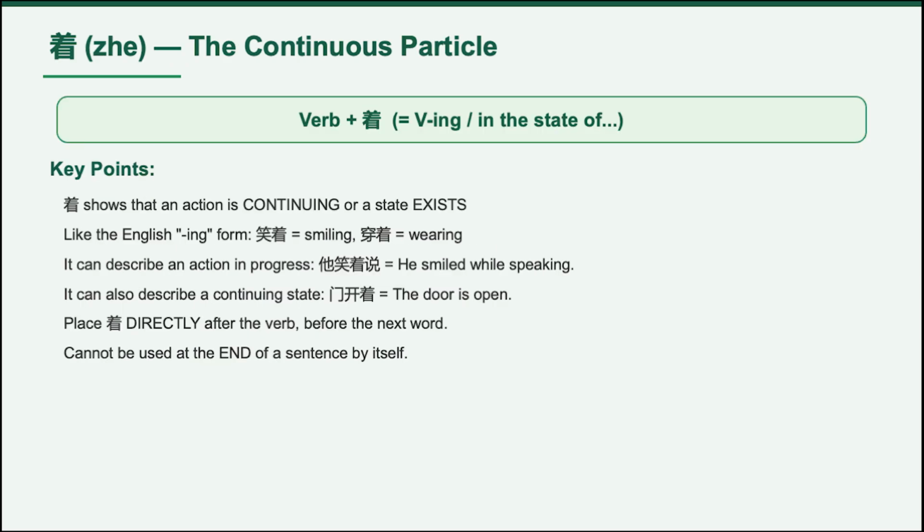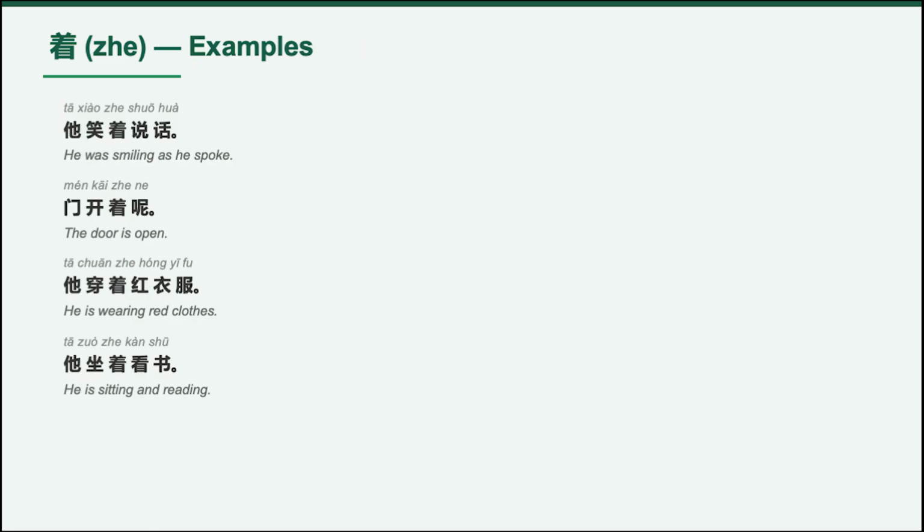All right, let's start with zhe. Zhe is used for continuing actions or continuing states. The basic pattern is verb plus zhe. And honestly, it feels a little bit like -ing in English. For example, 他笑着说. He spoke while smiling. The smiling is continuing while he talks.